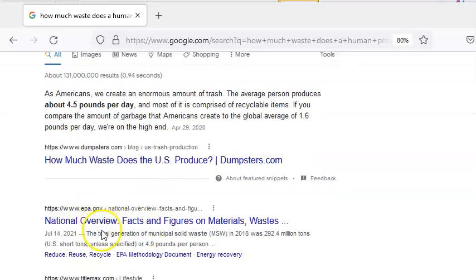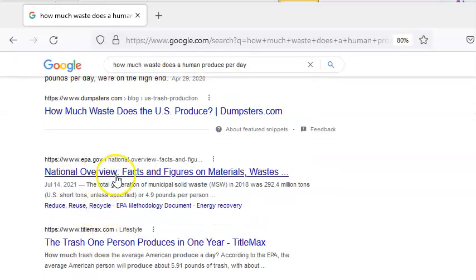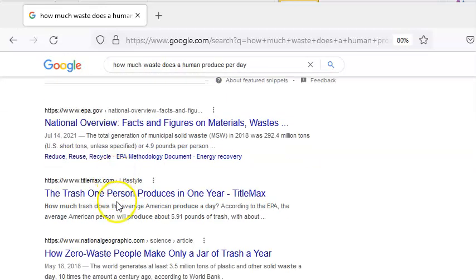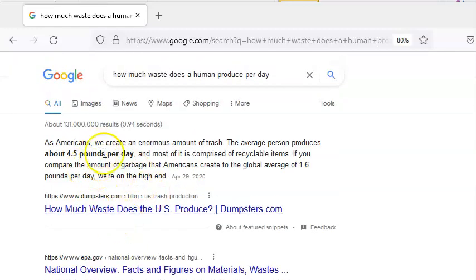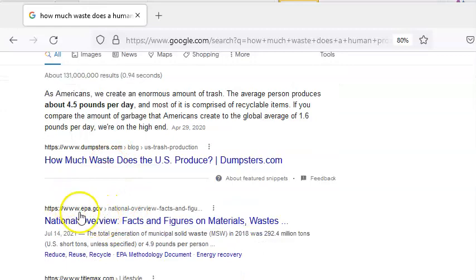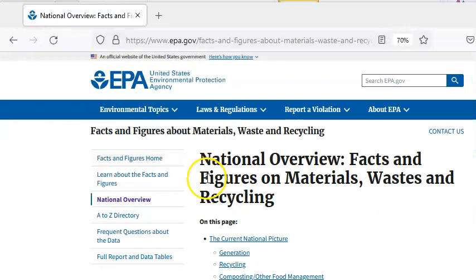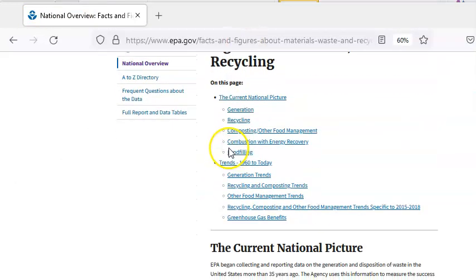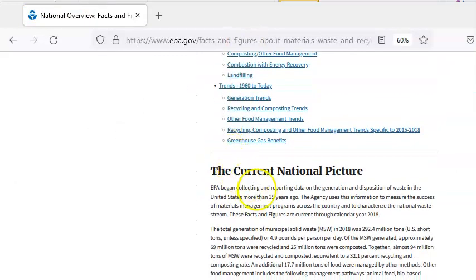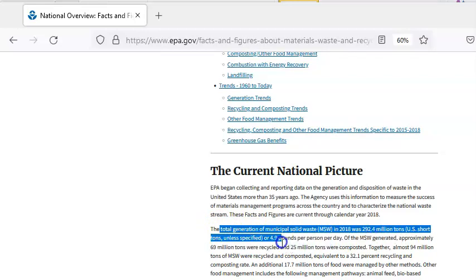A better source, anything that is a professional organization is good. Remember, no Wikipedia on this assignment. So let's say you click on, I wouldn't necessarily use dumpsters. I might use EPA first, but let's just go on EPA, and then I'm going to make this a little smaller so we can see what we're looking at. And so we go down here, and we're reading through this, but right here, the total generation of solid waste was 292.4 million tons in 2018, or 4.9 pounds per person per day.